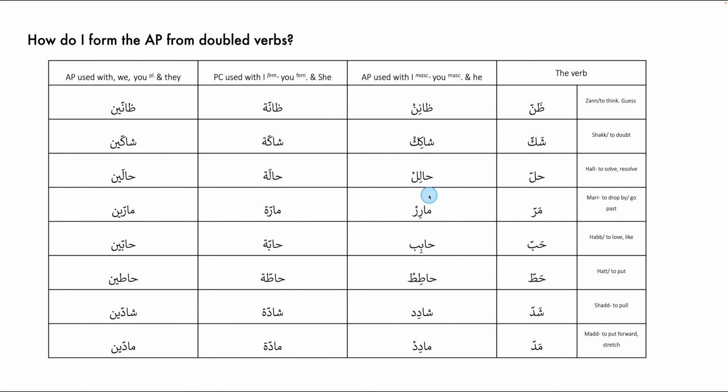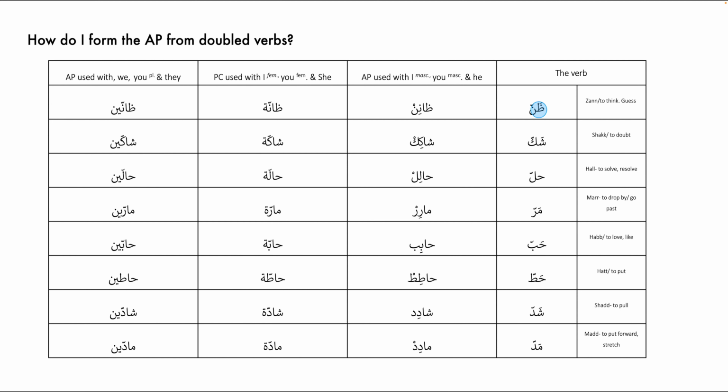Mar, marir, marra, marin. Hab, habib, habbe, habbin. Hat, hatit, hatta, hattin. Shad, shadid, shadde, shaddin. Mad, madid, madde, maddin. All of these verbs have something in common.